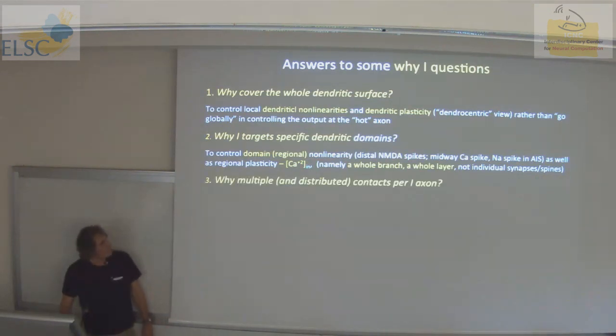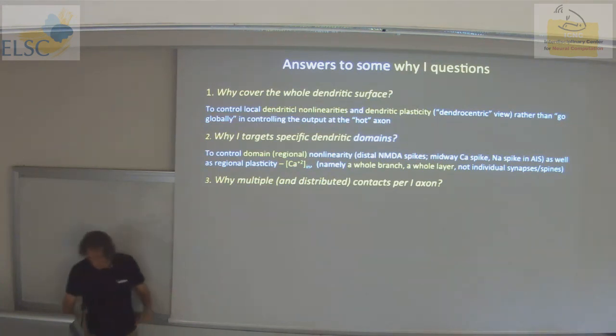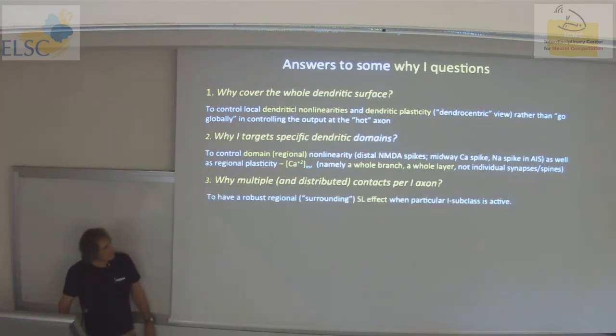I answer that. Why multiple? Because I want to make sure that I engulf a region. When I want to do something, I need not to have one inhibitory synapse. I need to engulf a whole region to control this region and make sure that if some of my synapses fail, I still succeed to control this region.